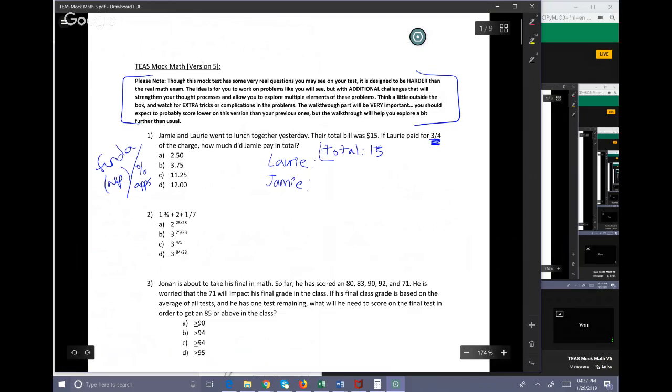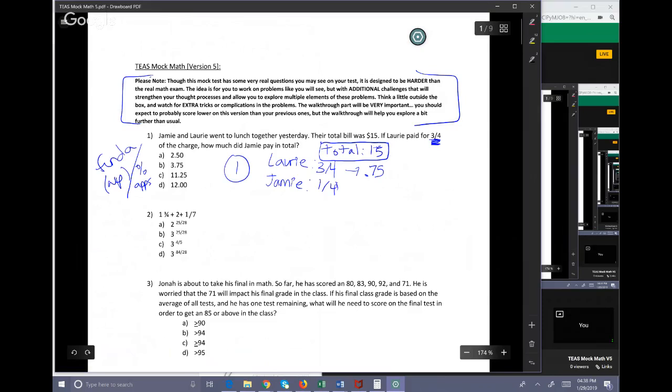I would always start one of these by writing total is 15, and then whatever info you have. So at this time, what we know about Lori, she's going to pay 3/4. You might automatically say, okay, that's 0.75, or you might do that later. Either way, you know that if Lori's paying 3/4, and these are the only two people that are there, then you know that that means Jamie is 1/4 because that's what would make up a total of 1.